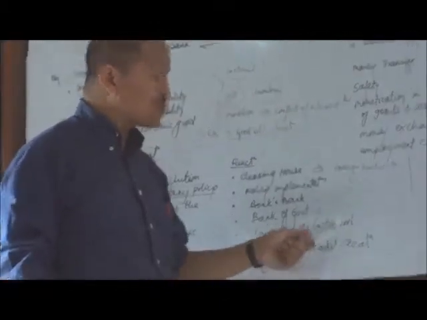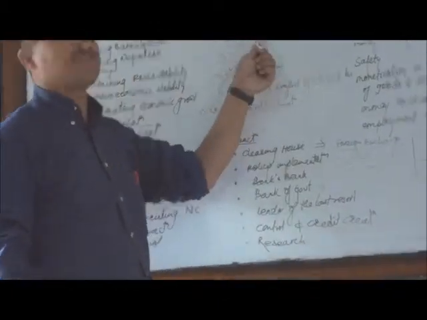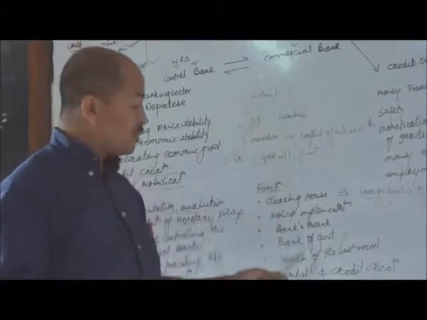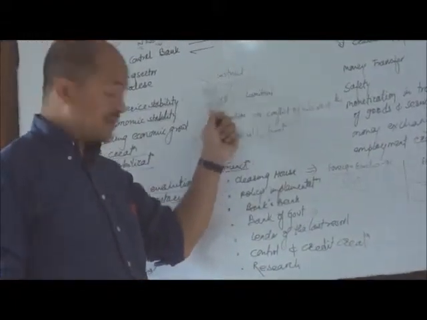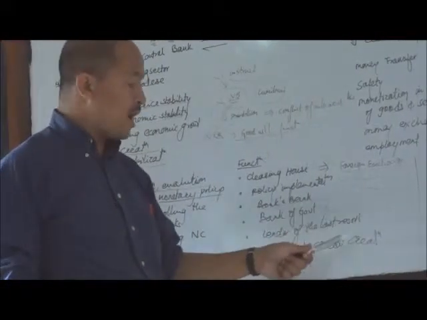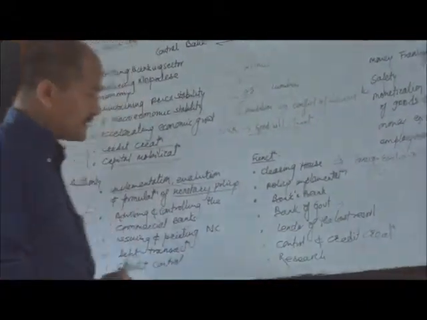Lender of the last resort: if there are problems in a commercial bank, for any types of payment, we can claim from the central bank and we can get it. In this way, such types of functions can be found in the central bank.